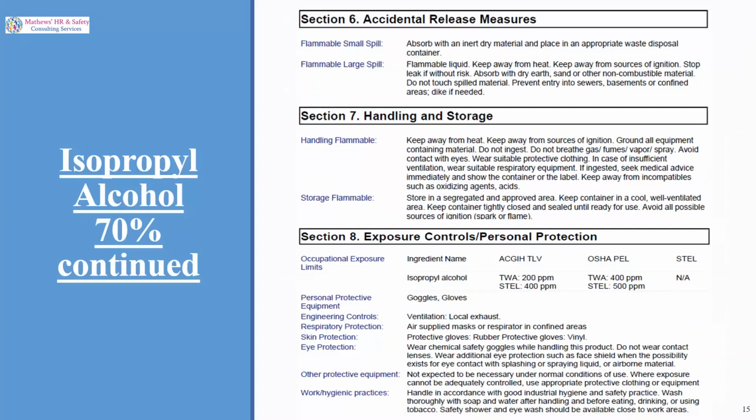Then we have section 8, our exposure controls and personal protective equipment that's required. So again, they're wanting you to wear goggles and gloves when you're utilizing isopropyl alcohol. Again, several people utilize the cotton-soaked swabs and cotton balls and things along those lines that are soaked with isopropyl alcohol, and they don't always think about grabbing gloves or eye protection. So please make sure you're following what is required.